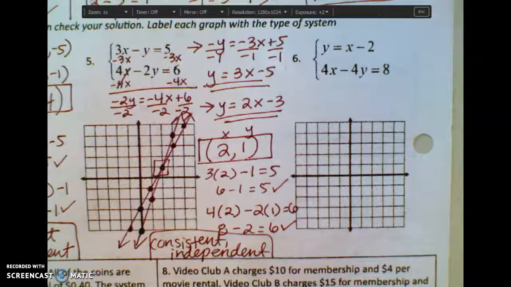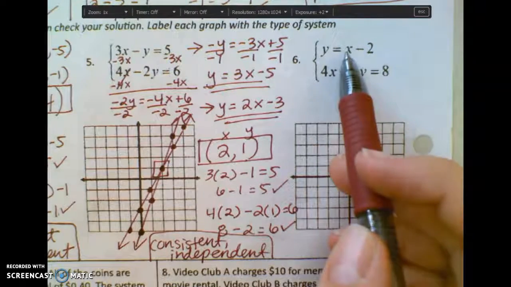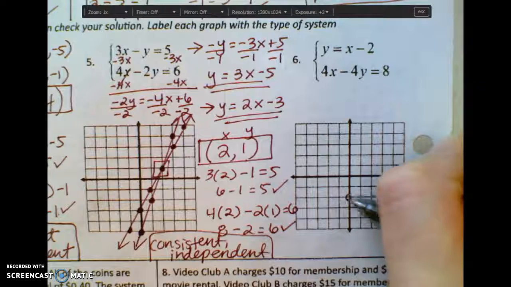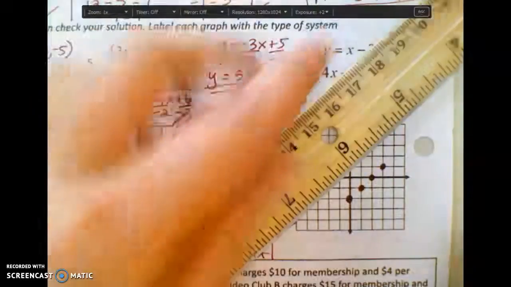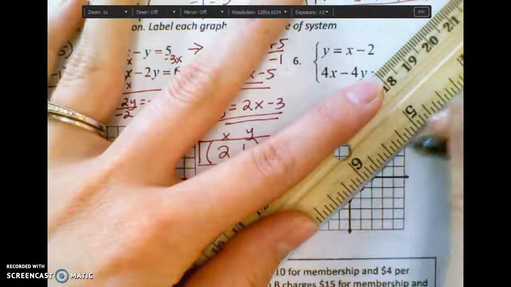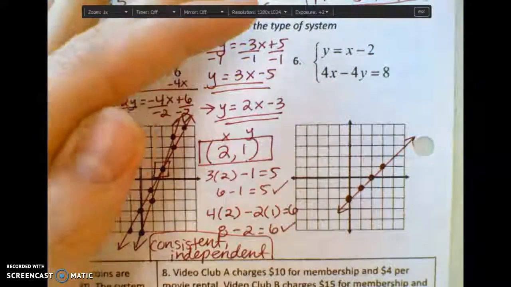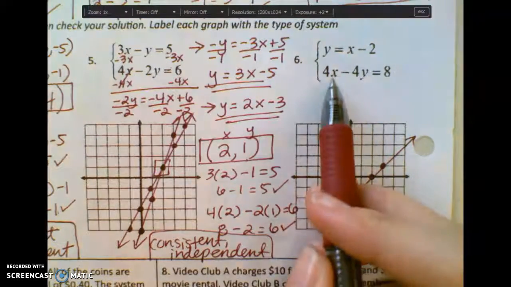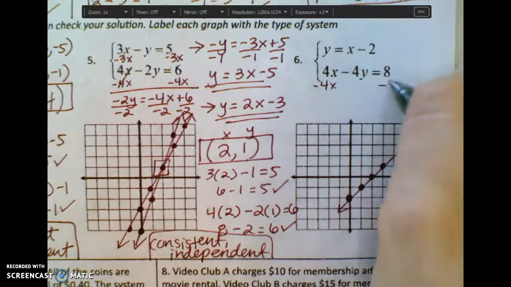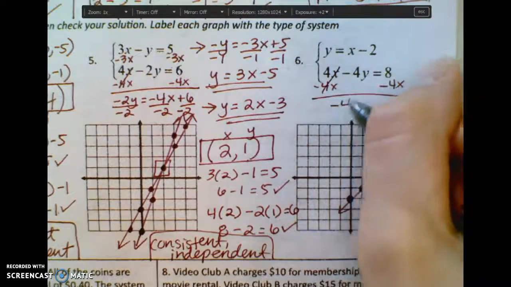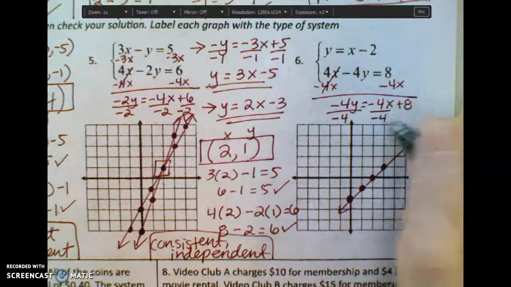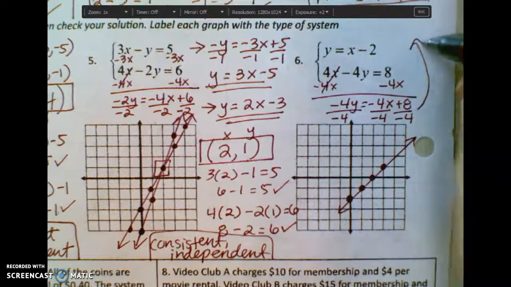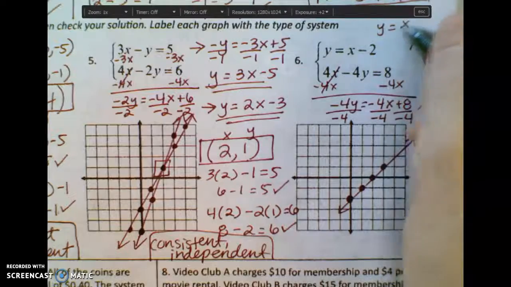Well, if you just tried this one on your own, you may have noticed something kind of different about this. The first one is already in slope-intercept form, so we can graph it. My intercept is -2. My slope is 1, so up 1 over 1, up 1 over 1, etc. Next thing we need to do is get the second one into slope-intercept form. So I'm going to subtract the 4x. That gives me -4y equals -4x plus 8. Divide by -4. And I'll put the equation up here. It gives me y equals x minus 2.